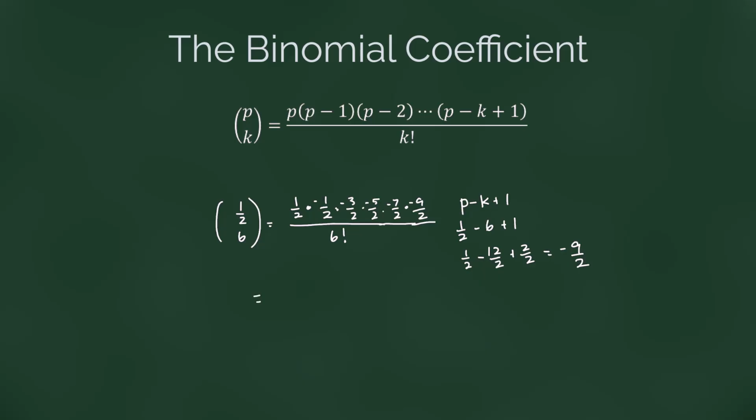Now we can multiply that all together. So on the top, we have 1, 2, 3, 4, 5 negative signs. So that's going to make a negative number. And we have 3 times 5 times 7 times 9. And then on the bottom, we have 6 2s. So that's 2 to the 6th. And then we have 6 times 5 times 4 times 3 times 2 times 1 for the 6 factorial.